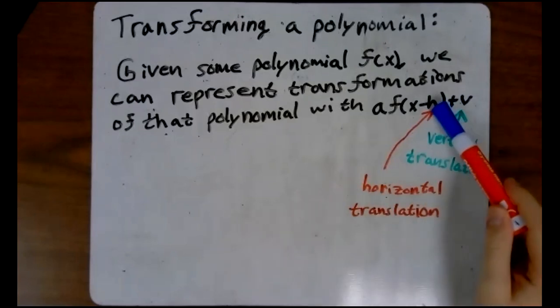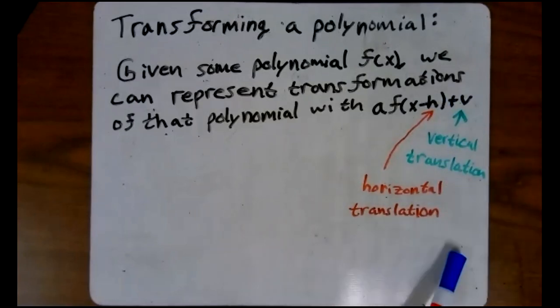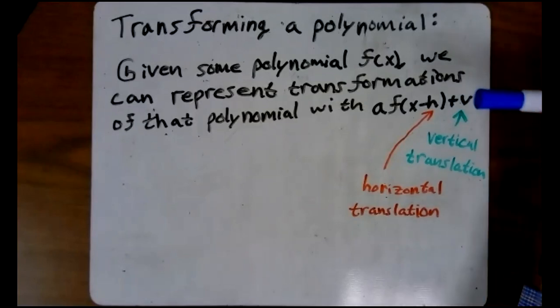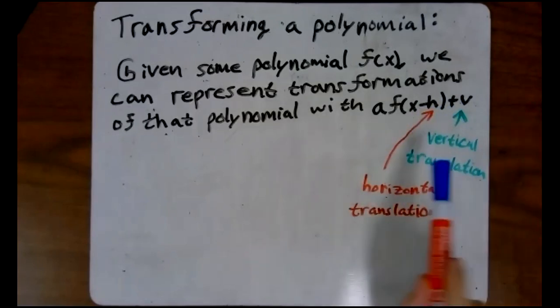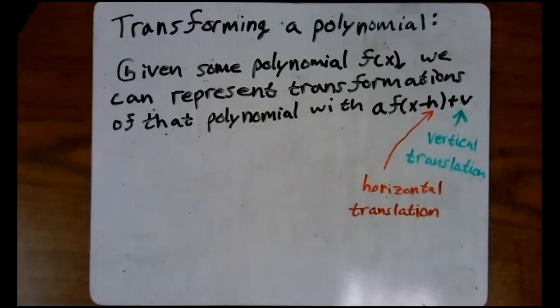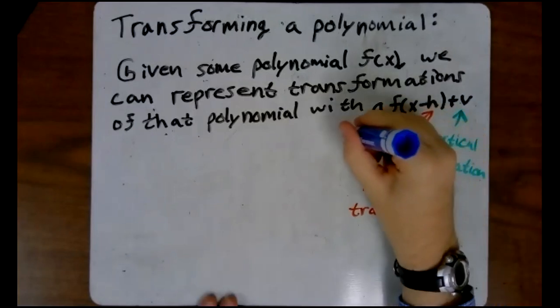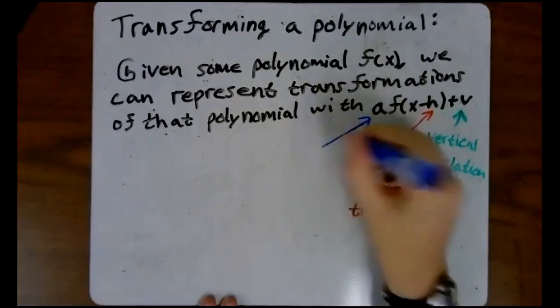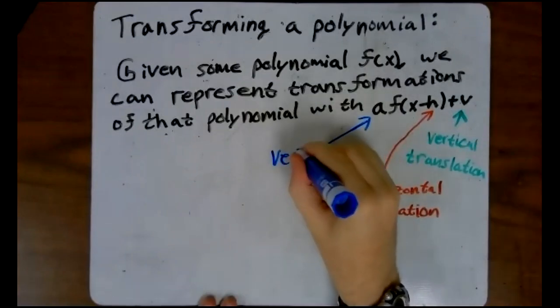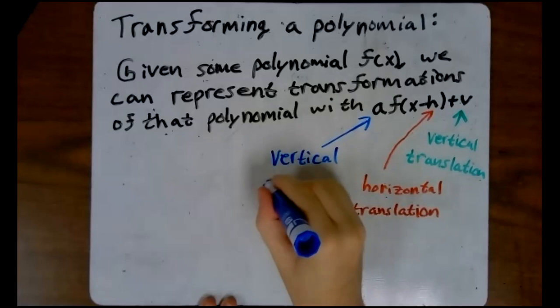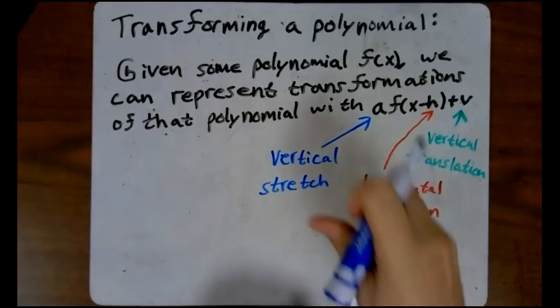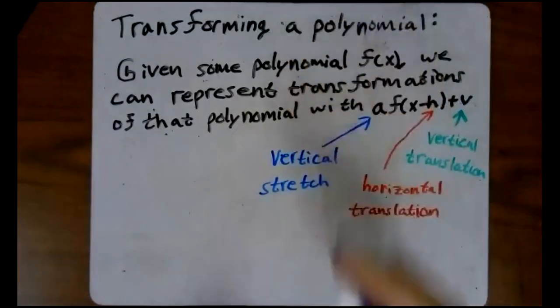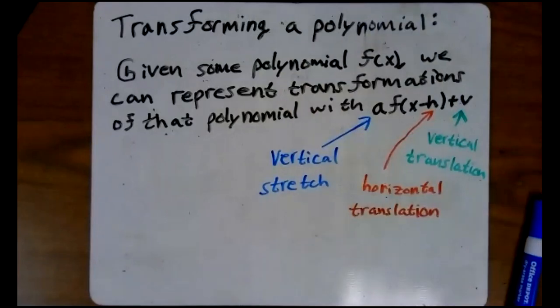Okay, so the H is a horizontal translation. That moves our graph left and right. So the plus V on the outside moves us up and down. The minus H on the inside moves us left and right. And this A is a vertical stretch, making A bigger stretches the function up and down.